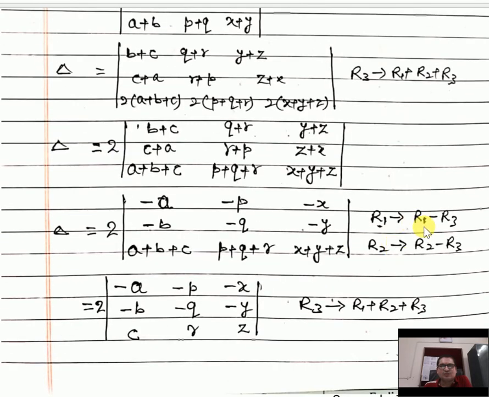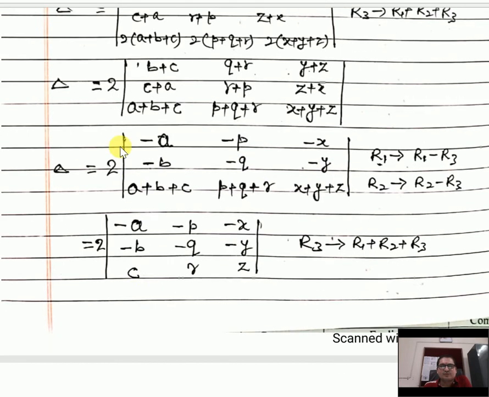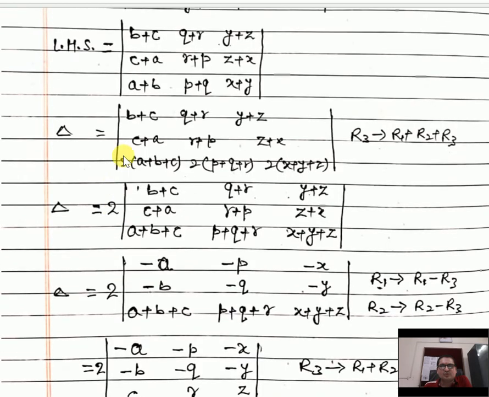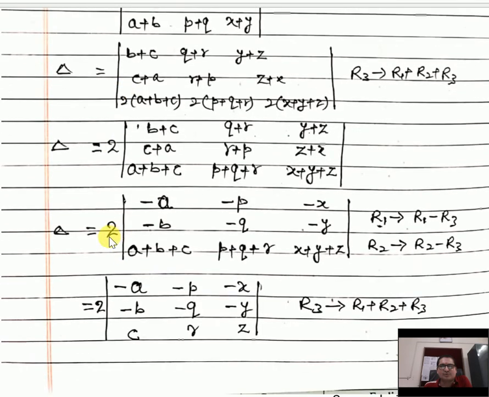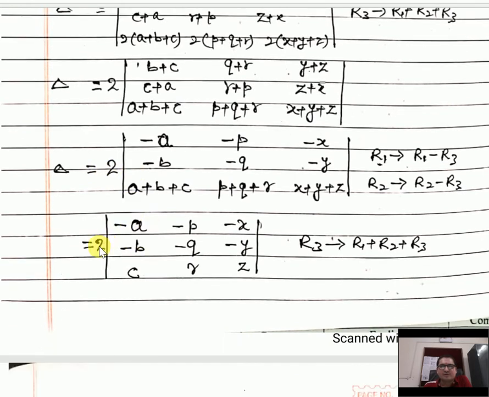Now R1 changes to R1 minus R3. So b and c get cancelled. You will get minus a. Here you will get minus p, here you will get minus x. And for R2 minus R3, you will get minus b, minus q, minus y. And 2 was already taken common, so 2 will be there. You have to continue with this value.